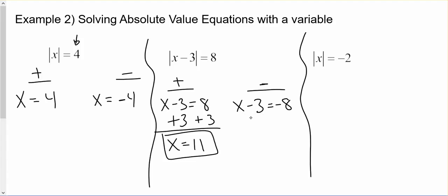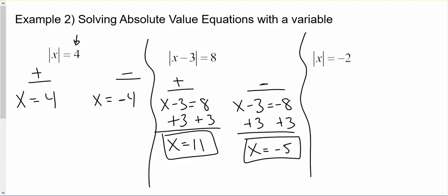Our steps will always be the same for our negative side, but our answers will be a little different because we're adding negative 8 and 3, and that makes negative 5. Now you can always check your work by substituting your answer back into the original problem. So what's 11 minus 3? Well, that's 8. The absolute value of 8 is 8. We could try negative 5. What's negative 5 minus 3? That makes negative 8. What's the absolute value of negative 8? 8. So both of them work.